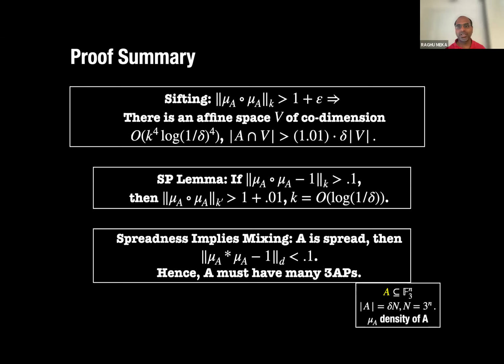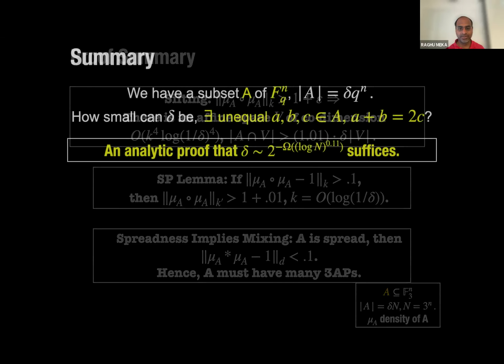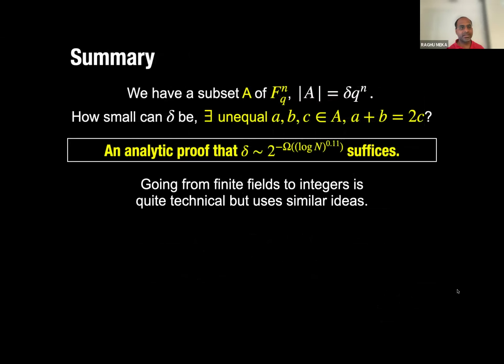You need to put all three together, and we get the analytic proof. When you work through all the parameters, you get that delta roughly 2 to the minus log n to the 1 over 9 suffices. But I said this is all happening over F3 to the n, for which you already saw a better, cleaner argument last class.